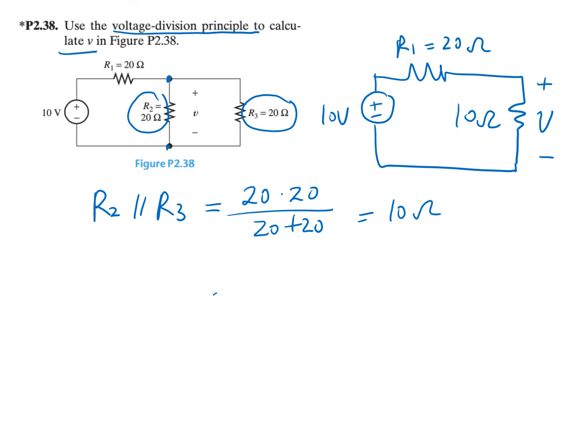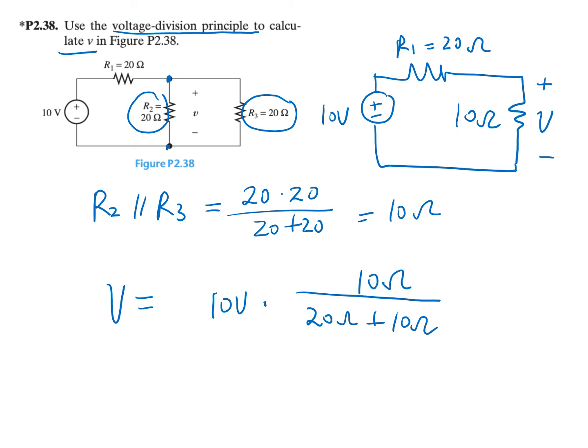So to use the voltage division principle, we can write the formula. V is equal to 10 volt times 10 ohms over 20 ohms plus 10 ohms. So simplify this expression. You have this is 1, this is 3, so V is equal to 10 over 3 volt.